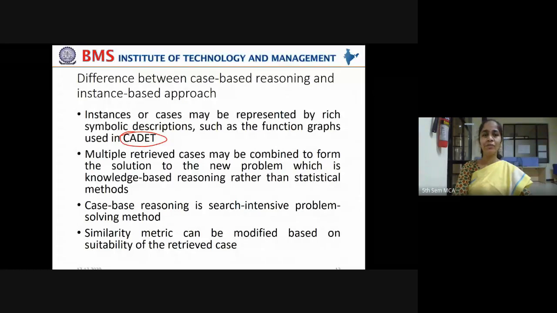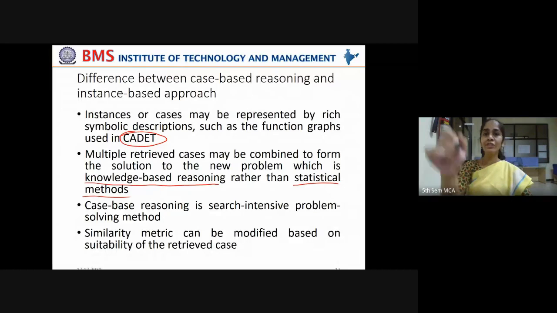Now, multiple retrieved cases may be combined to form the solution to the new problem, which is knowledge-based reasoning rather than statistical methods. In instance-based learning, normally you use Euclidean distance and Mahalanobis distance, some such distance metrics, or statistical methods, or paired t-tests, or hypothesis tests. But in knowledge-based reasoning, you don't have that. You mainly use your knowledge of your existing systems in order to find a solution to the new problems. That is why this is called knowledge-based reasoning, which is entirely different from statistical methods.